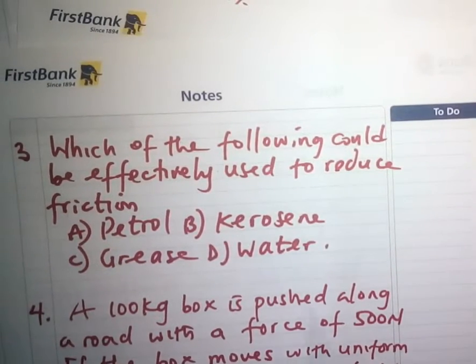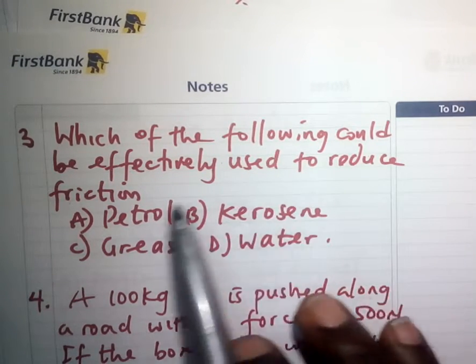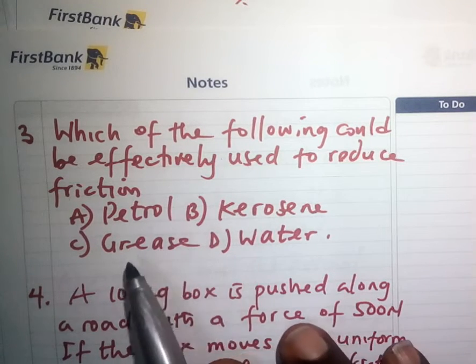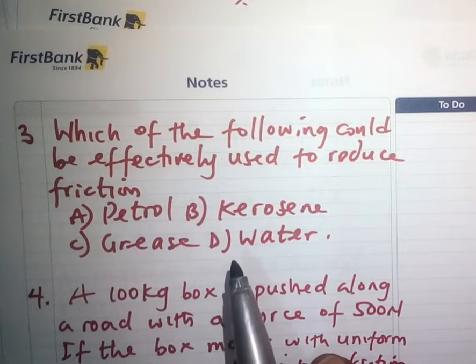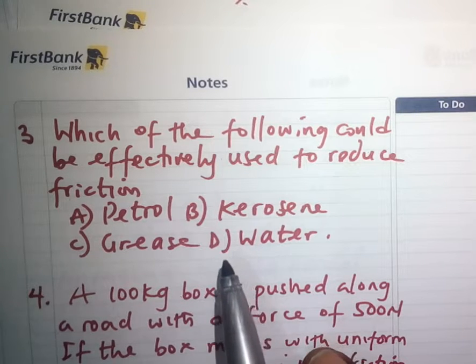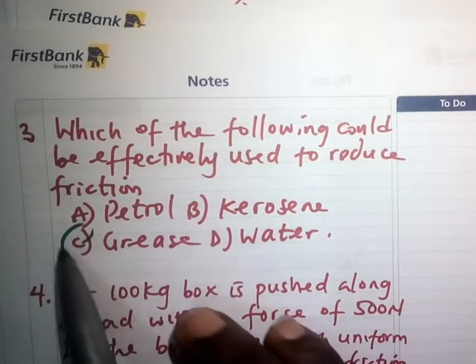For this one, we are told: which of the following could be effectively used to reduce friction? So you have petrol, kerosene, grease, and water. I told you guys that to reduce friction, you have several methods. You have streamlining, ball bearing, and so on, and you have lubrication. So you use grease or oil to reduce friction. So the answer is grease.